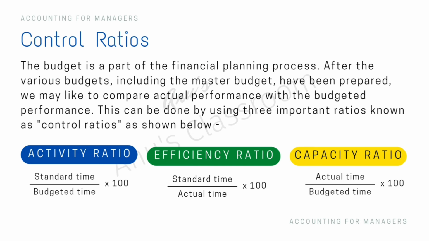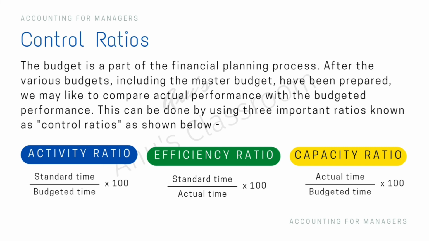We have the activity ratio, where we are checking the actual activity with the budgeted activity. So how do we measure activity? By time. So standard time by budgeted time into 100. Then we have a capacity ratio. That also is the actual time by budgeted time. So activity ratio is what is the standard time which is required. Like for example, the standard time that is required to produce one toy is, let's say, 1 hour, and you had budgeted for only 55 minutes, or you had budgeted for even 65 minutes.